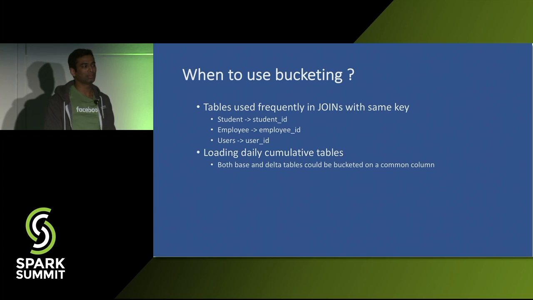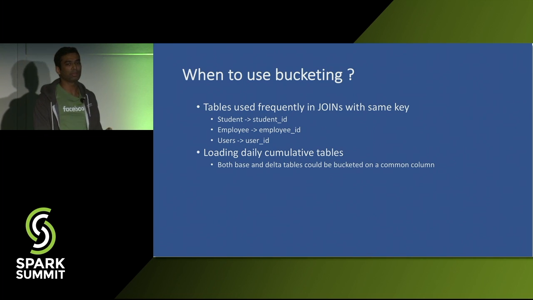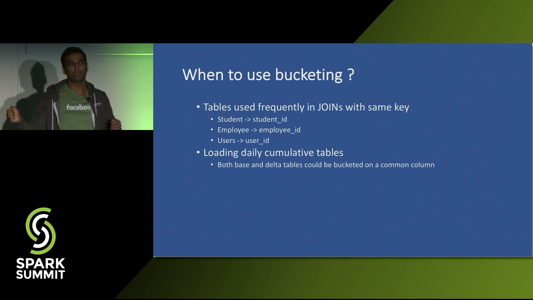The other pattern is when you have to do a daily cumulative loading of tables. Say, for example, you have a big base table which has all the events for your service since day one. Every night you get a delta table which has all the user activities for the past 24 hours. So every night there will be a job which gets this base table and the delta table and merges them together to produce a new version of the base table.